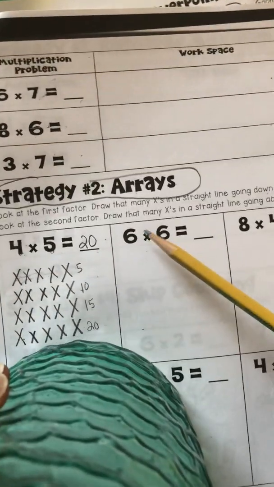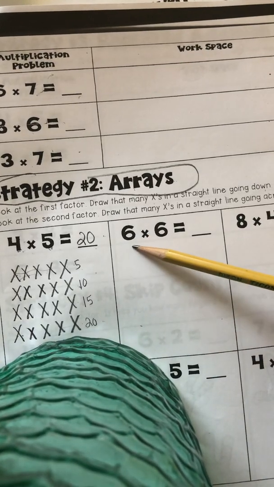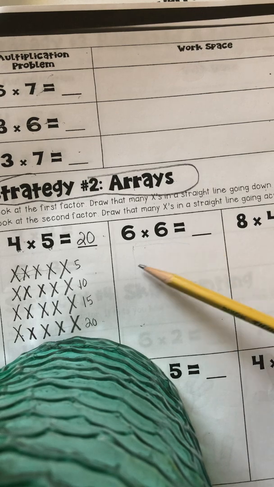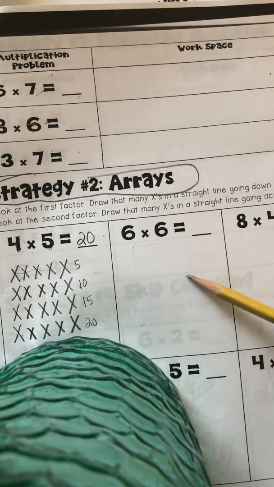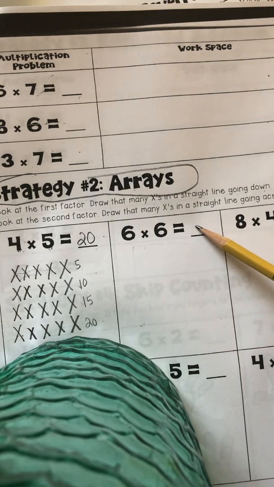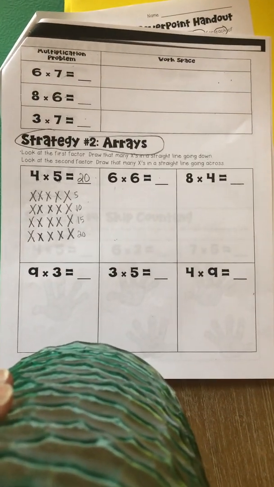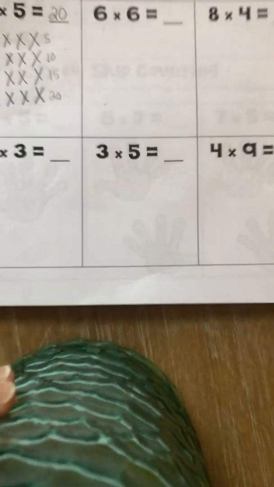So you're going to do that again for 6 times 6. You're going to make 6 X's down and 6 X's across in each of the 6 rows. Count them all up and put your answer or your product. That's it, my friends. You're going to do strategy 2 on arrays.